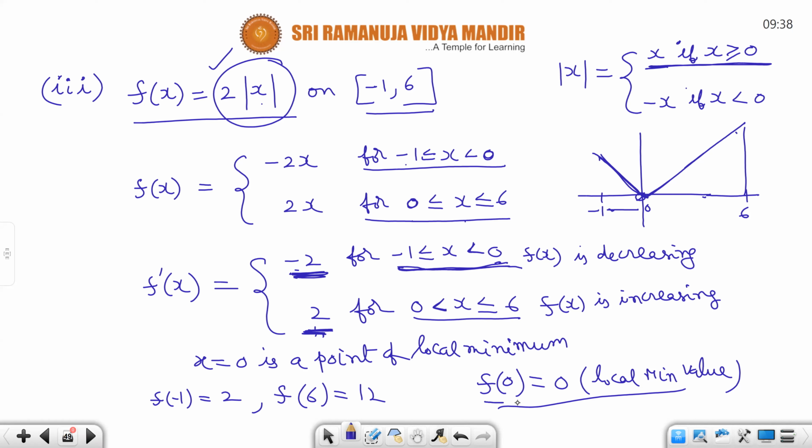So now you have to compare the three values. The local minimum value at x equal to 0 is 0, and f of the endpoints: f of -1 is 2, f of 6 is 12. Out of them, which is the least value? 0, sir. 0 is the least value. Therefore, the absolute minimum value of the function is 0.